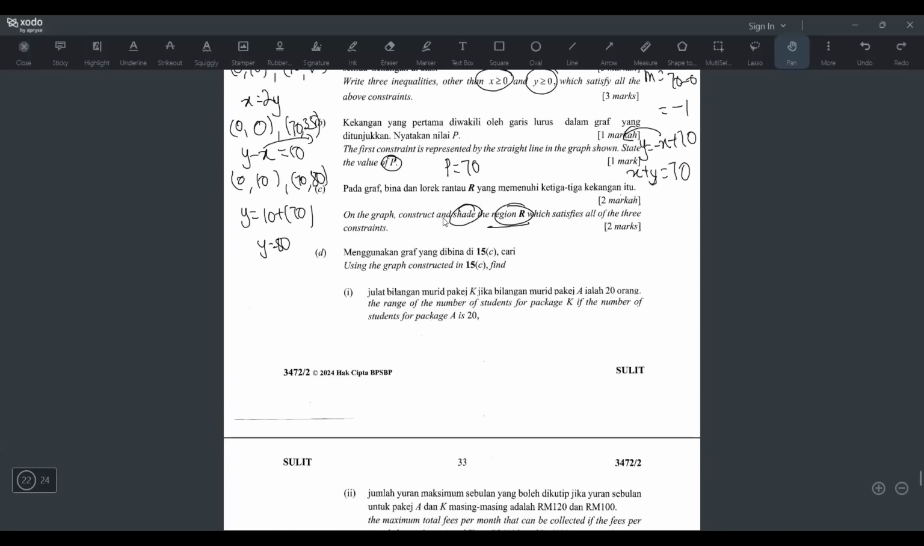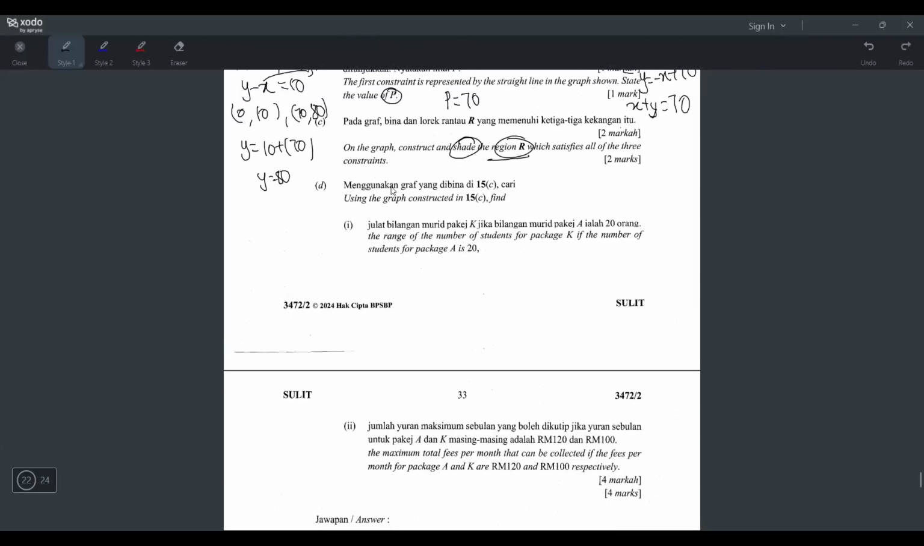So part C, construct and shade the region R. Sudah siap. Sekarang buat part D lah. Okay, D1. Using the graph constructed in 15C, find number 1, the range of number of students for package K if the number of students of package A is 20. Okay, kalau dia bagi X, saya boleh cari Y. Kalau dia bagi Y, saya boleh cari X. Sekarang dia bagi 20.